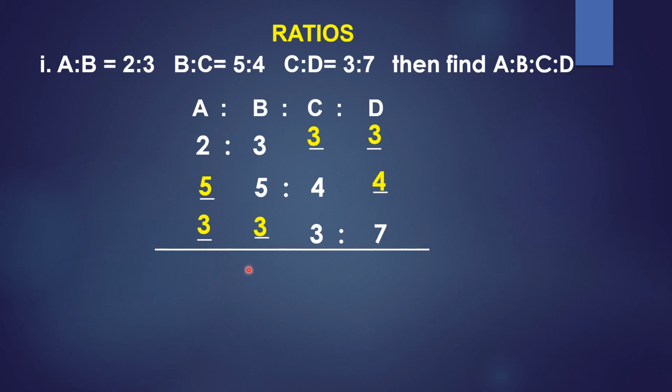Now almost we are done. Now we'll multiply it column wise here. So 2 5s are 10, 10 3s are 30 under A. Next, come to B. 3 5s are 15, 15 3s are 45. Go to C. 3 4s are 12, 12 3s are 36. Now D. Under D you can see 3 4s are 12, 12 7s are 84. That's it. This is your answer.